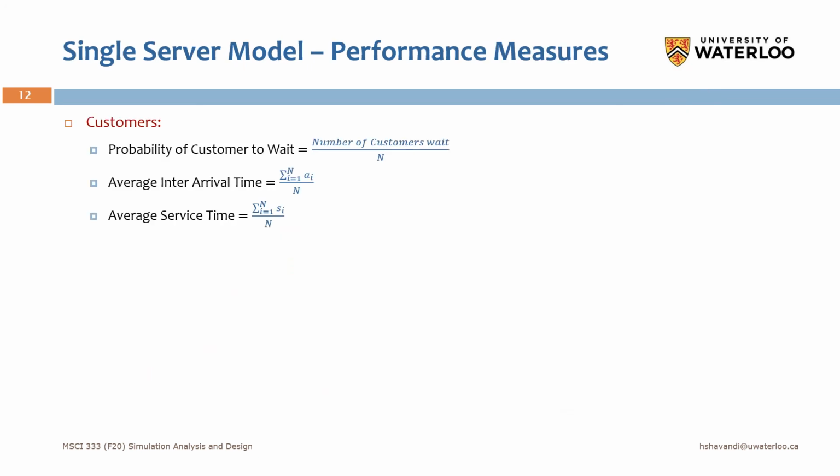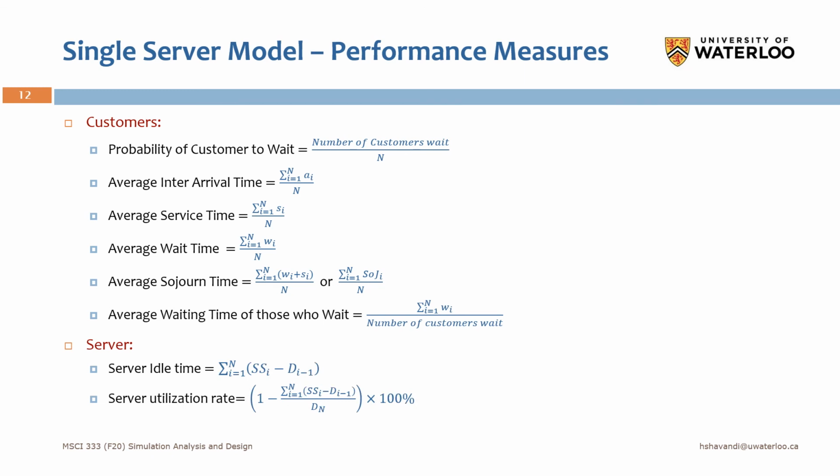And at the end, we can calculate some measures as the performance of the system. For example, the probability of customers to wait can be calculated by this formula: number of customers who wait divided by the total number of customers n. Or average inter-arrival time, we can take just the average of the inter-arrival times; average service time, average waiting time, average sojourn time, and average waiting time of those who wait. We sum over the waiting times divided by the number of customers who wait.